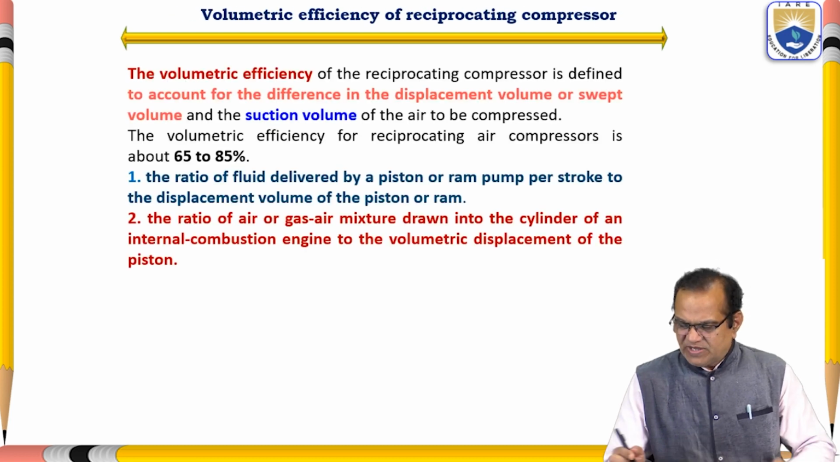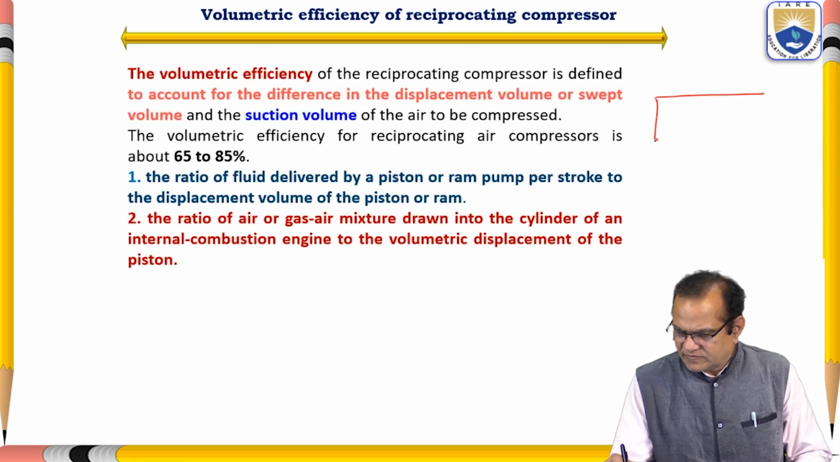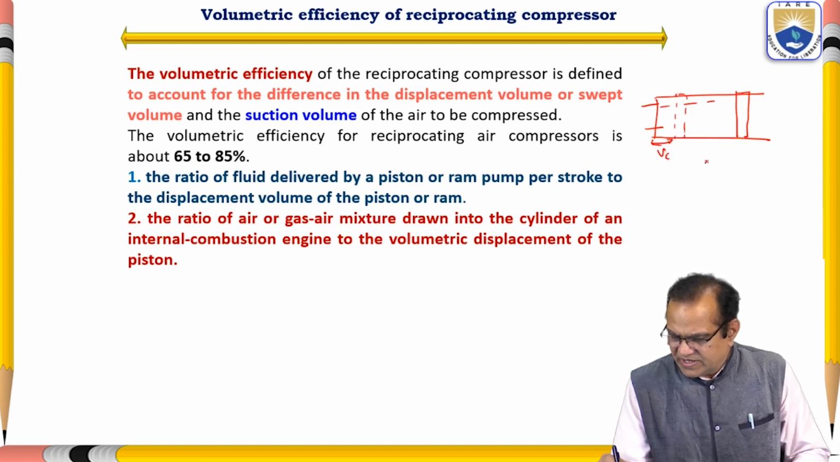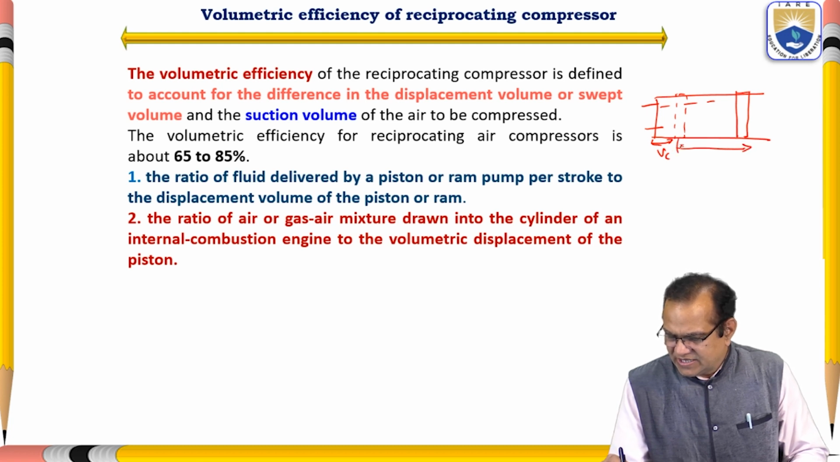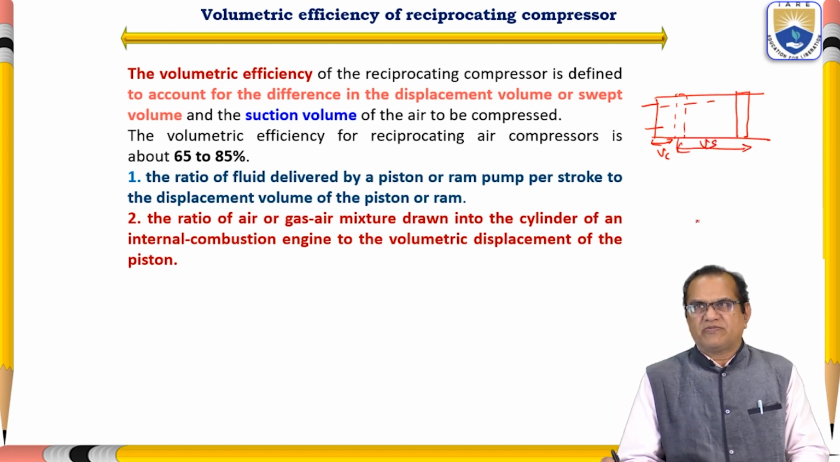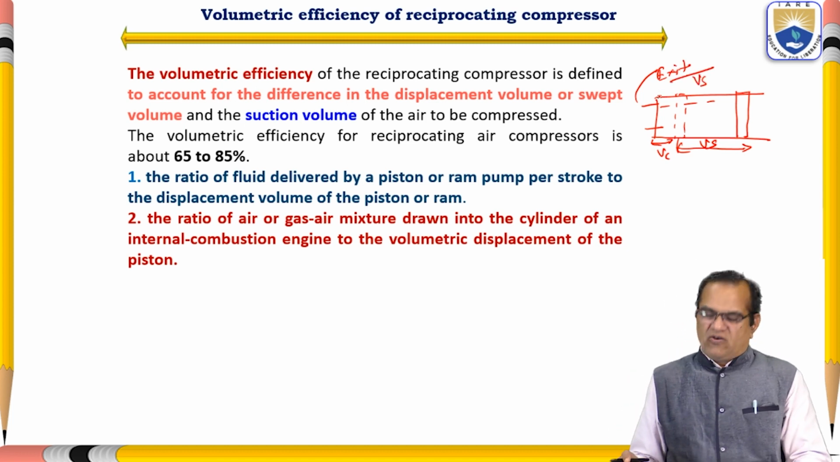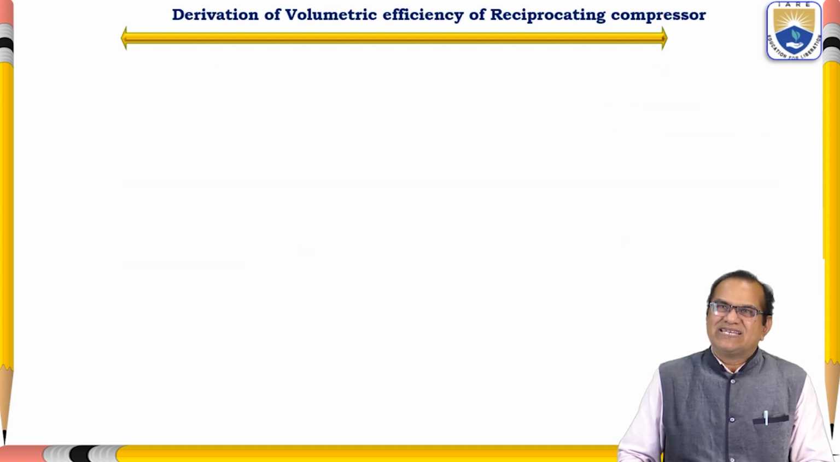So if you see here, this is your VC. It is the clearance volume, and from here to here is VS, the stroke volume or the swept volume. So the ratio of how much air is exiting per stroke divided by VS, that is called the volumetric efficiency of the system.